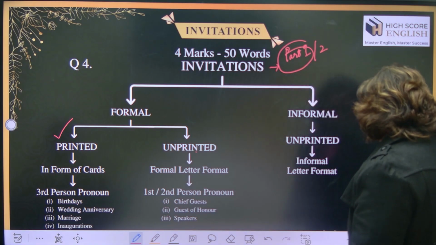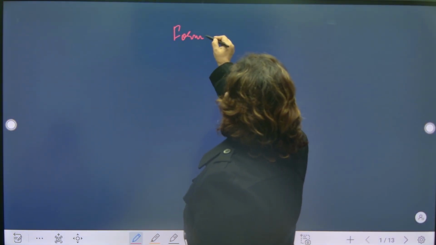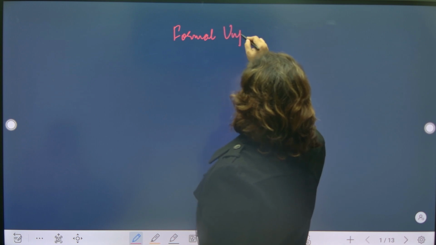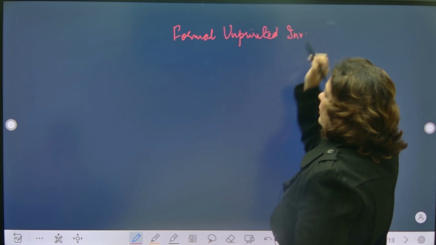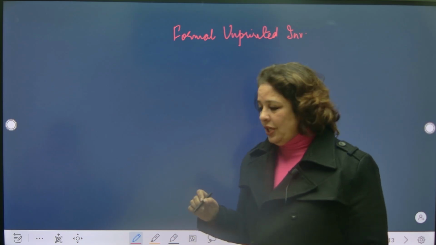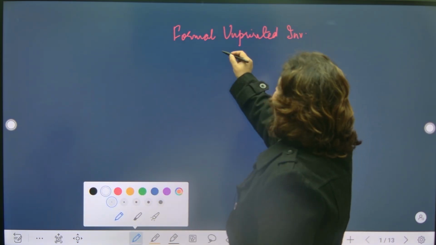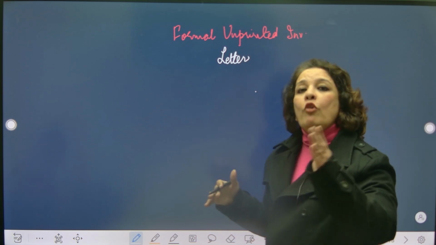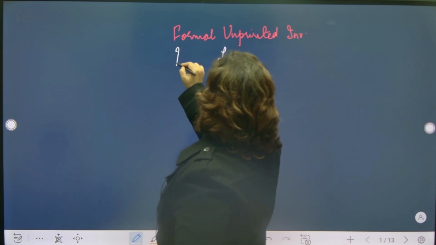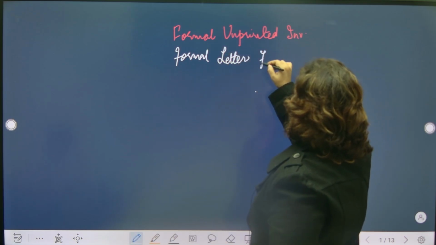So what are we doing today? Today we are doing formal unprinted invitation. Formal unprinted invitation, as I told you, is in form of a letter format, and moreover formal letter format.